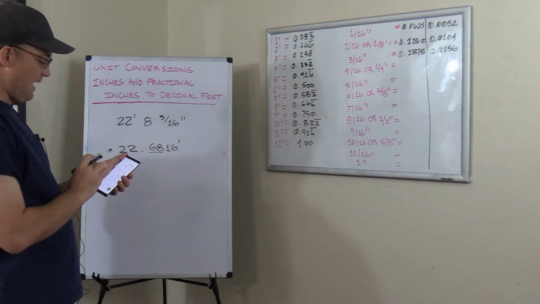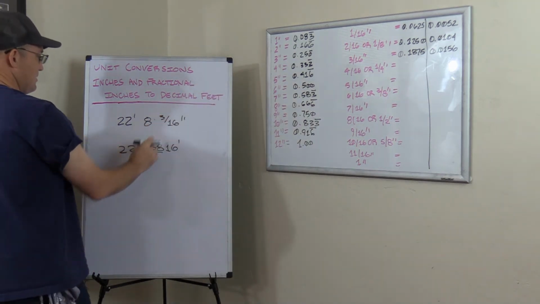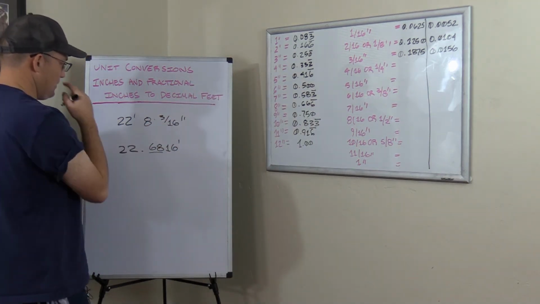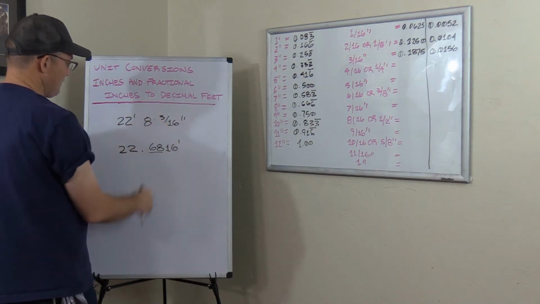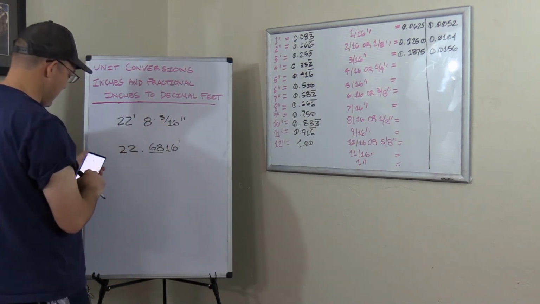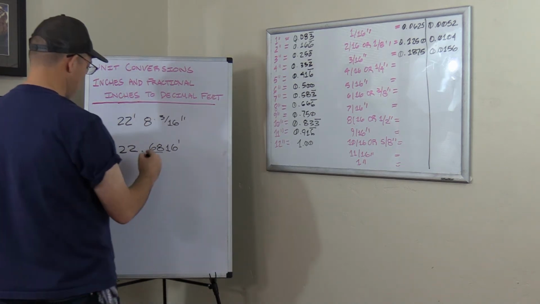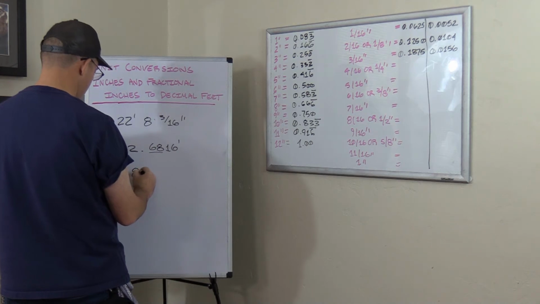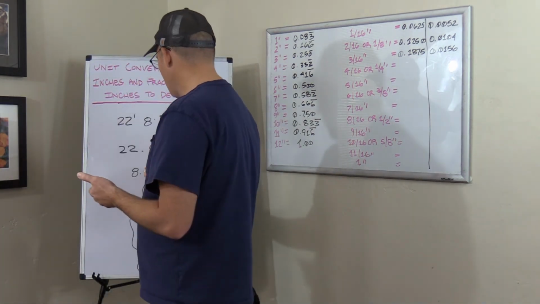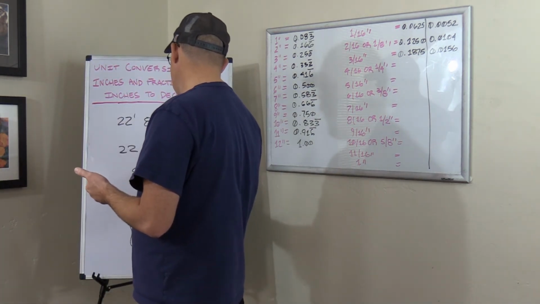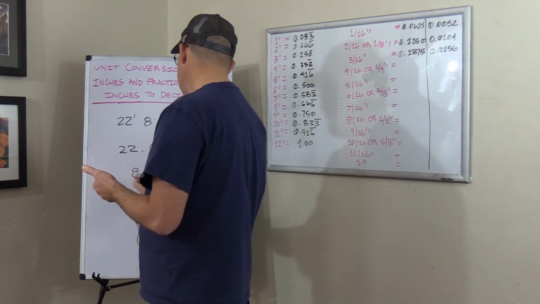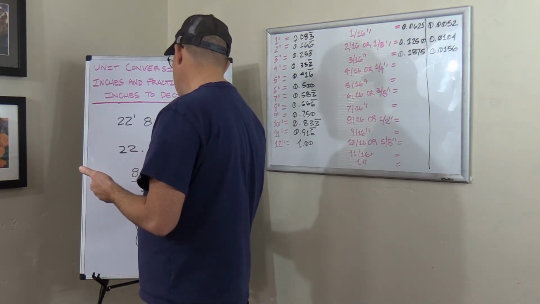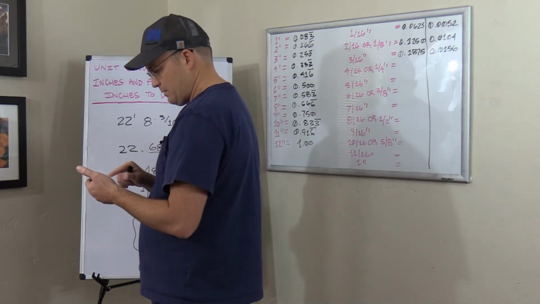Now if you don't have the table, you can still do this math. What you do is you convert the 3/16 to a decimal and add it to 8. So we take 3 divided by 16, plus 8. That's 8.1875. Okay, we divide that by 12 to get our decimal foot.